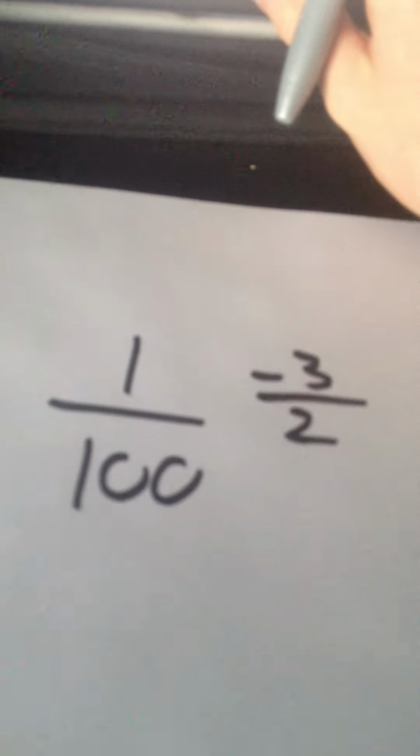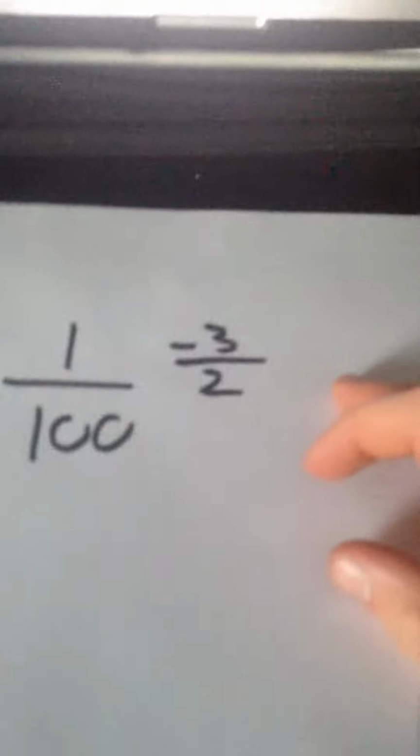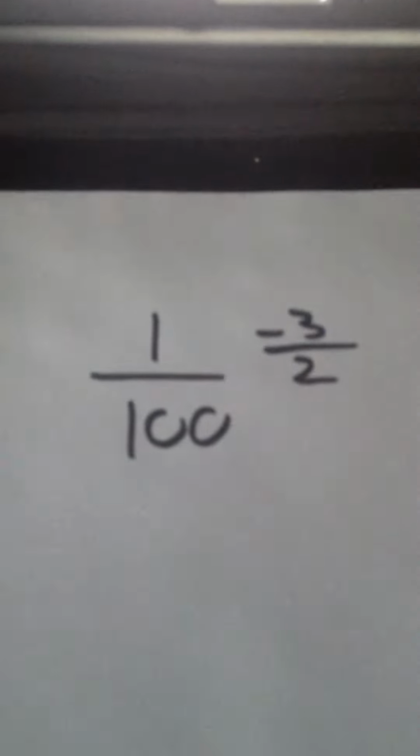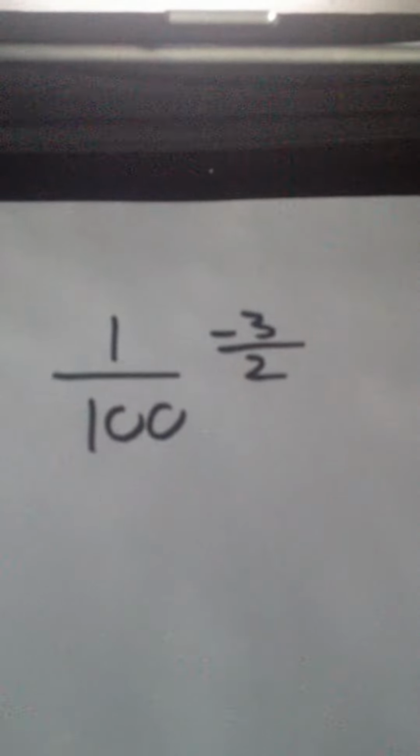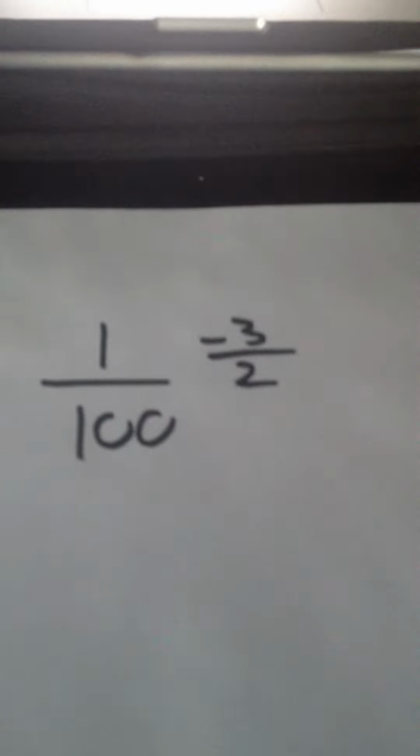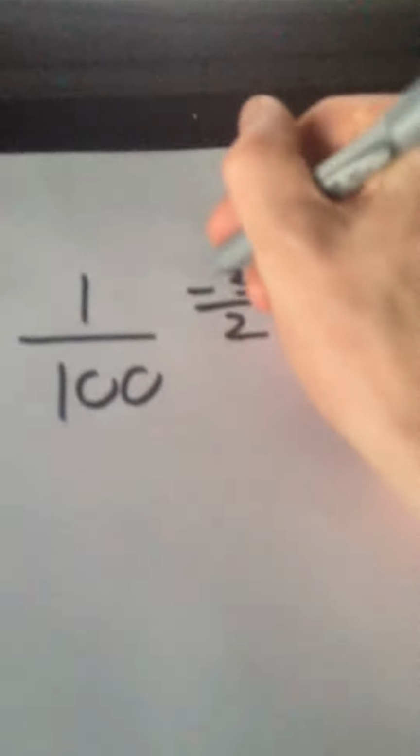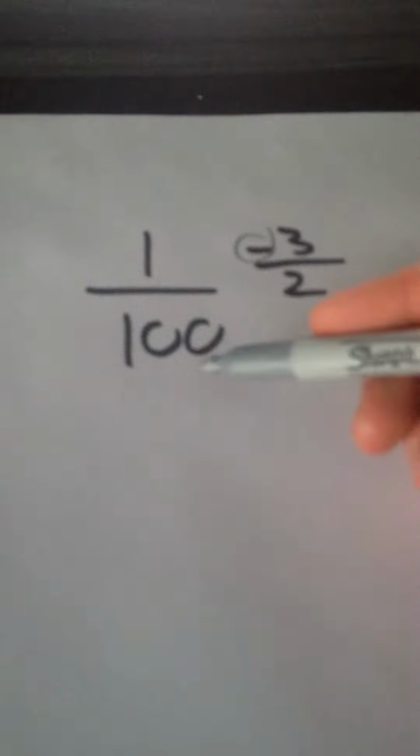So the second problem is 1 over 100 to the negative 3/2. Since this is negative, yet again we're going to have to flip this. So it will be 100 to the positive 3/2.